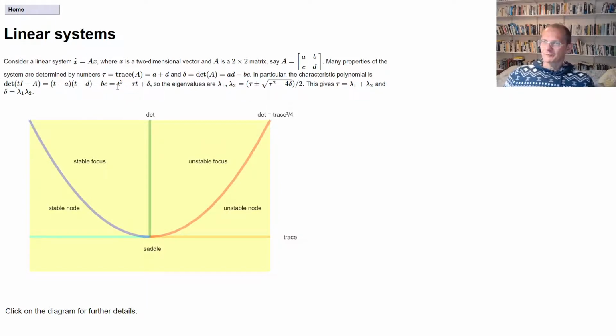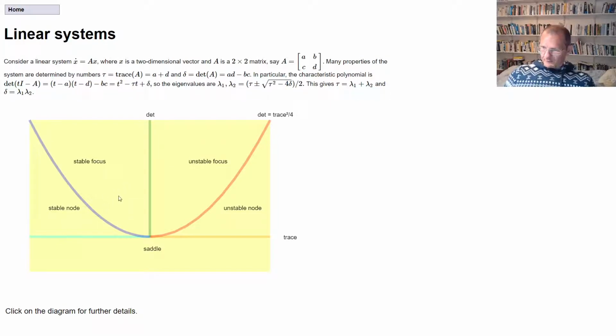Quadratic polynomial, and the roots, or in other words, the eigenvalues of the original matrix A, are given by the standard quadratic formula. You get tor plus or minus the square root of tor squared minus 4 delta, all divided by 2. And remember the way the roots and the coefficients work. Your characteristic polynomial is going to be t minus lambda 1 times t minus lambda 2. You expand that out and compare with what you've got here. You find that Tor is the sum, lambda 1 plus lambda 2, and delta is the product, lambda 1 times lambda 2.